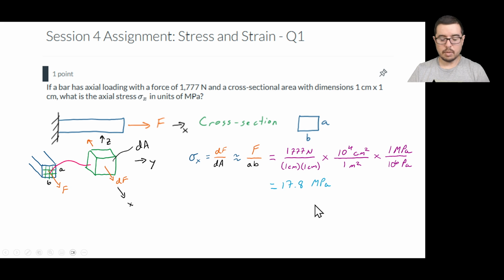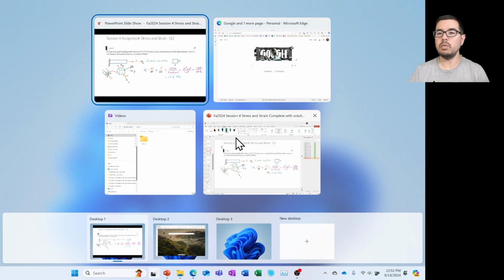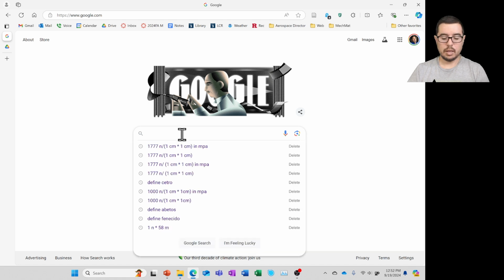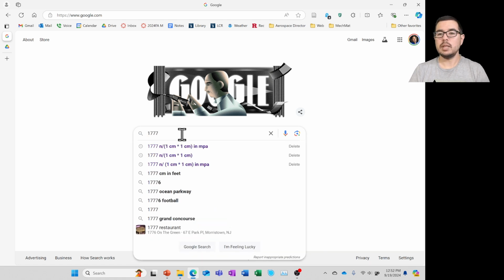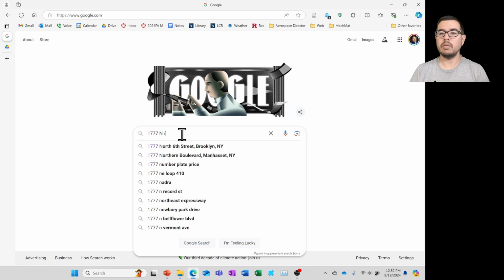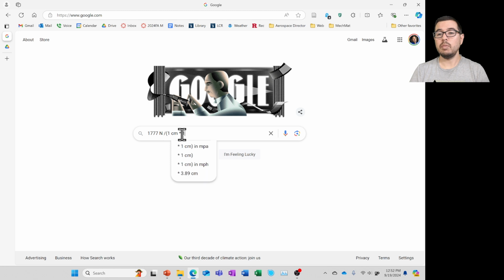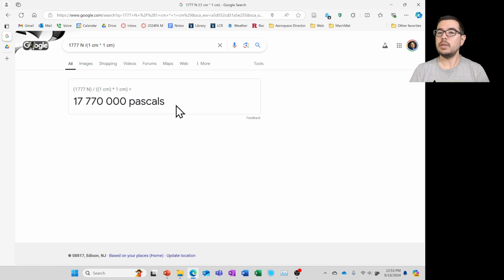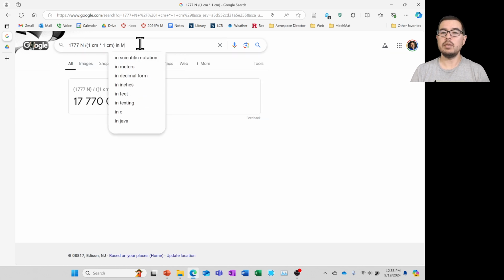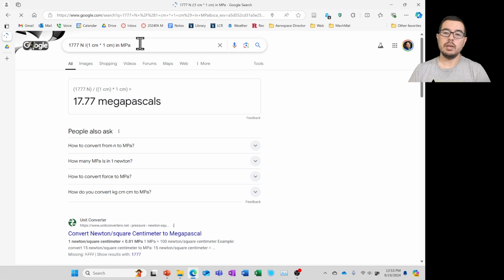Now, I'd just like to take a moment to once again show how we can do the calculation quite quickly in Google. So we have 1,777 newtons, and we're going to go ahead and divide by 1 centimeter by 1 centimeter. Parentheses are important. The first response gives us something in pascals, so 17.8 million pascals. And then if we want to go ahead and even be a little bit lazier, we can plug in a conversion to megapascals, and we get 17.8 megapascals, just like we saw.